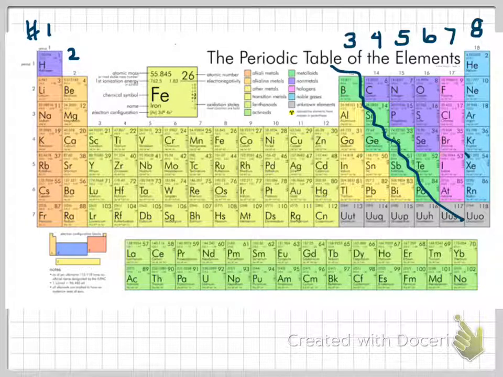Where carbon is, they all have 4. Nitrogen has 5. Oxygen's row or column has 6. Fluorine's column has 7. And then the noble gases have 8, except for helium. Helium only has 2 in its valence.